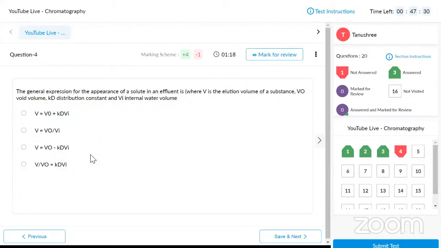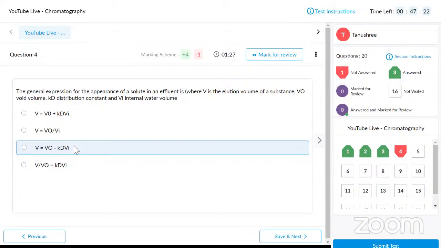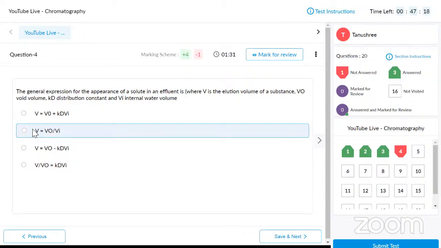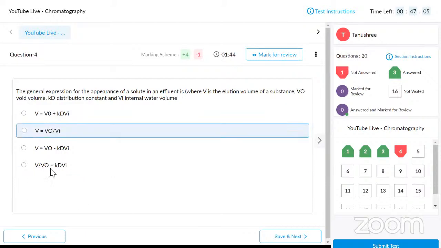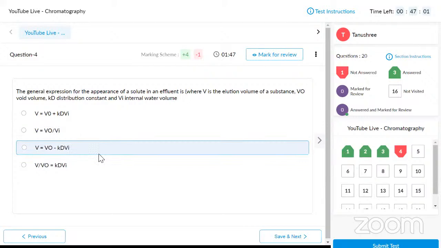Now the volume of the solvent inside the gel, that is the inner volume, Vi, the internal water volume, is the solvent which is present inside your gel stationary phase. And the effluent is also called the elution volume, that is the volume of buffer required to elute any substance. That is the capital V which is there in all of these options, and it is entirely dependent on all three factors.